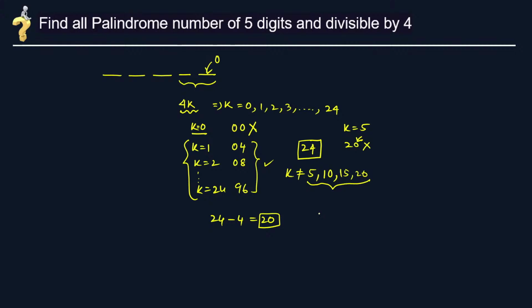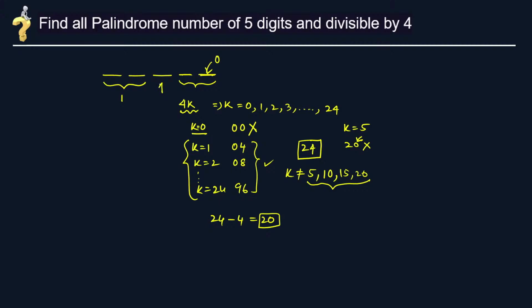There are 20 such ways by which these two places can be filled with numbers so that the 5-digit number will be divisible by 4. Is it clear? So the last two places will be filled in 20 different ways. If these two places are filled in 20 different ways, naturally these two places will be filled by the same number, so it will be in one way.